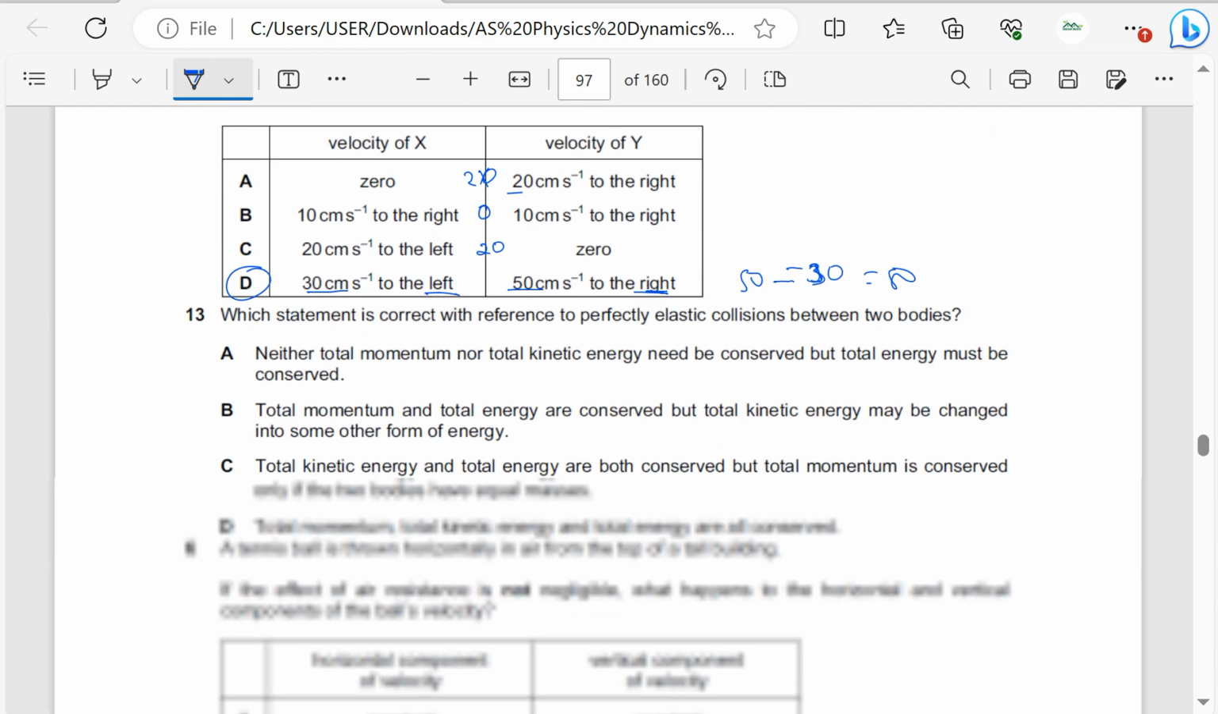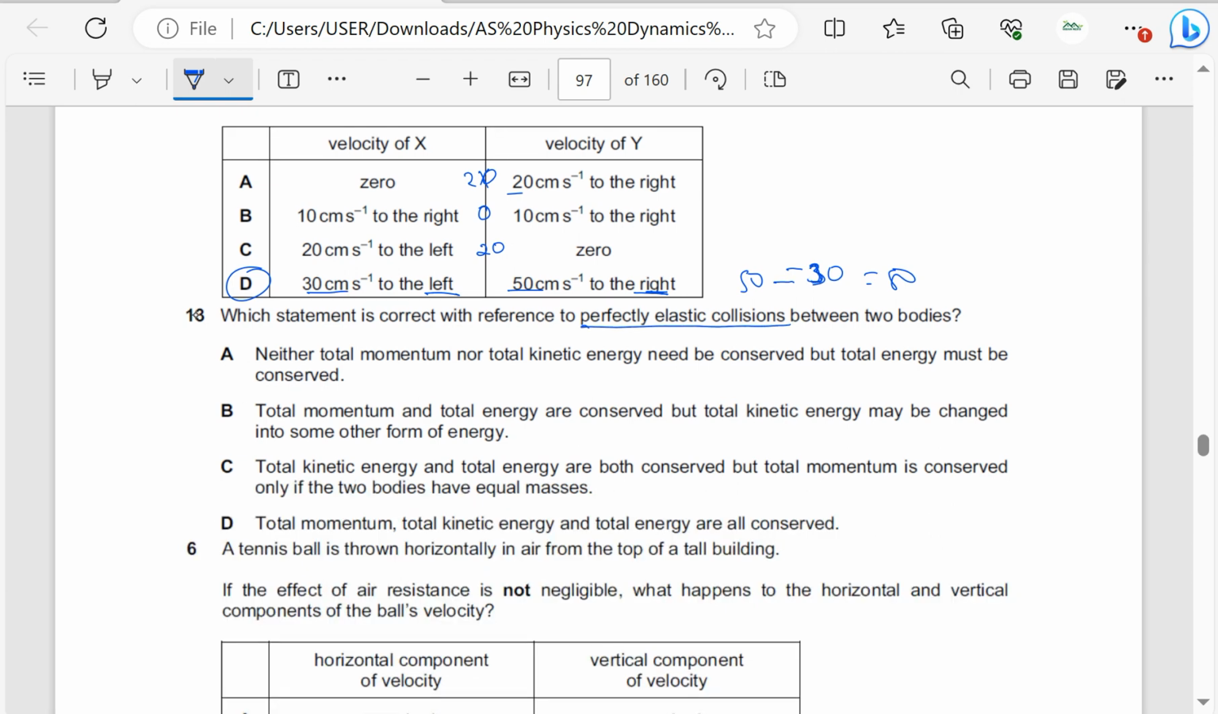Which statement is correct with reference to perfectly elastic collisions? Perfectly elastic collisions between two bodies. Of course, we know for perfectly elastic collisions, total momentum is conserved, but also total kinetic energy must be conserved. So let's see, A says neither total momentum nor kinetic energy need to be conserved. They must be conserved. Total momentum and total energy are conserved, but total kinetic energy may be changed. Total kinetic energy must be conserved. Total kinetic energy and total energy are both conserved.